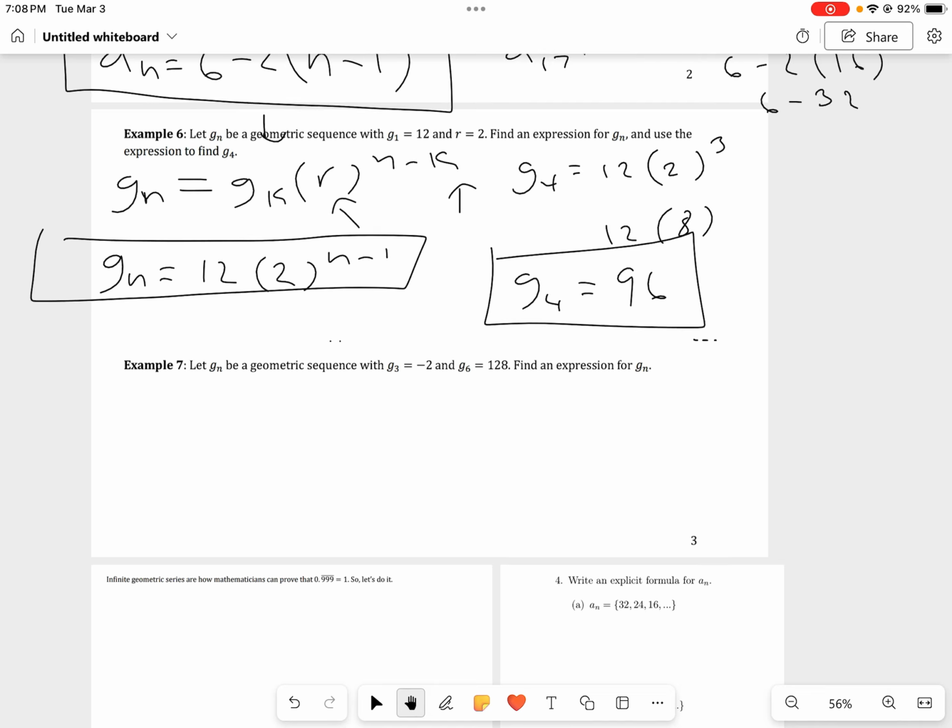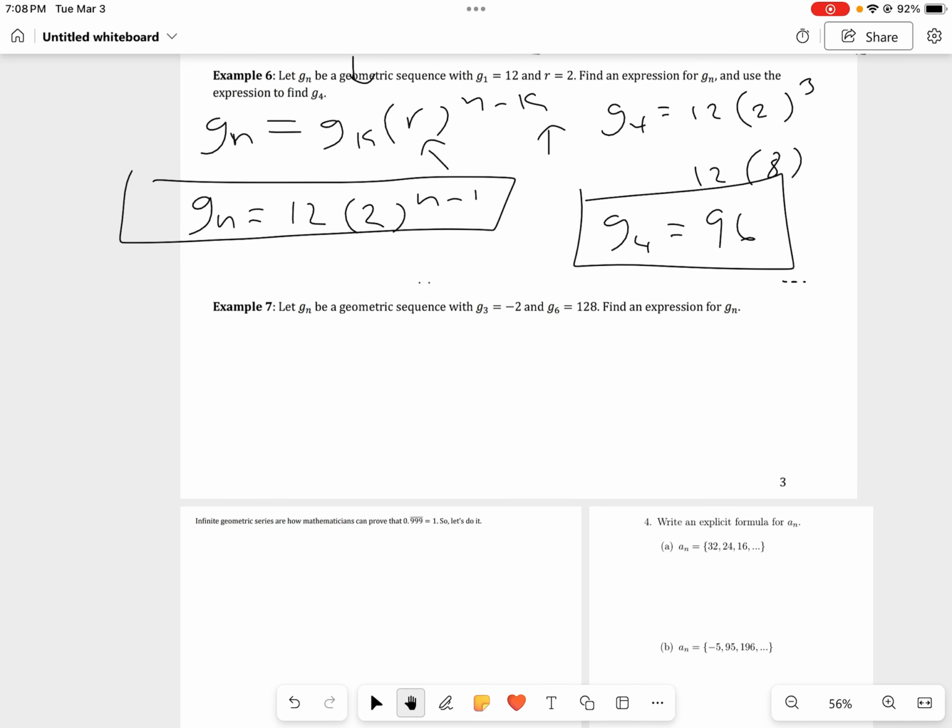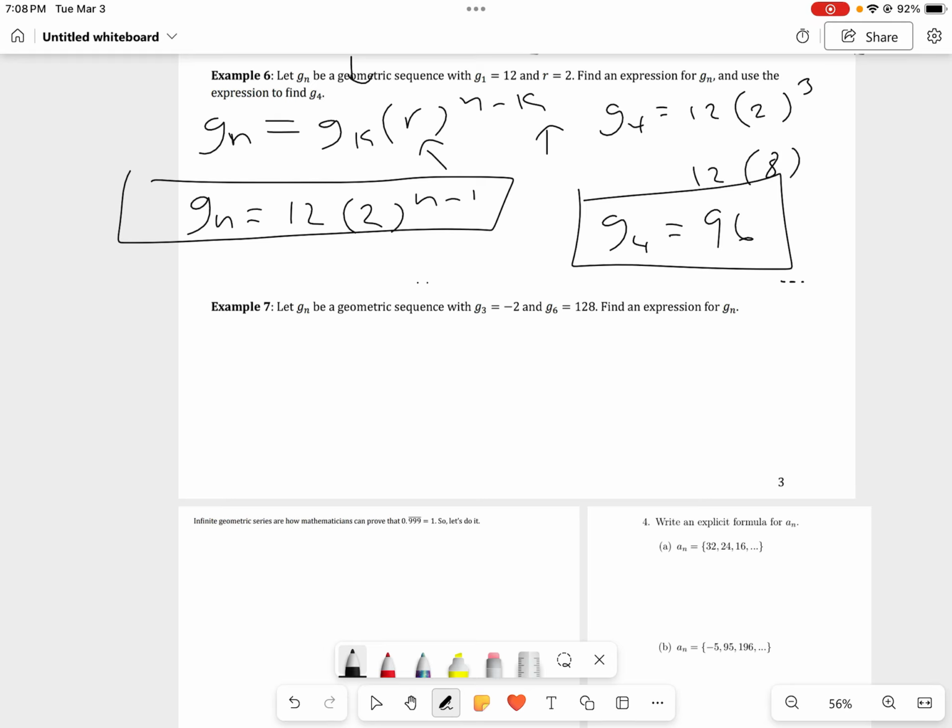Okay, next one. Let it be a geometric sequence with this. Okay, so with geometric sequences, since they're geometric, what we can't necessarily do is find slope like we can for an arithmetic one, because they change. They're not the same. They're not a stable slope. So what we do is we just plug in the values that we have, and we isolate r. It's not the common difference, it's r that we find.